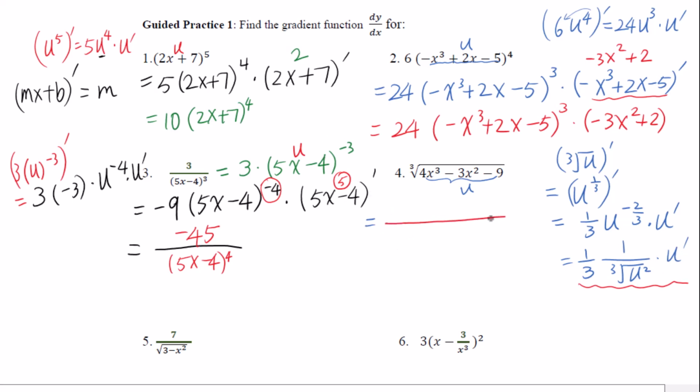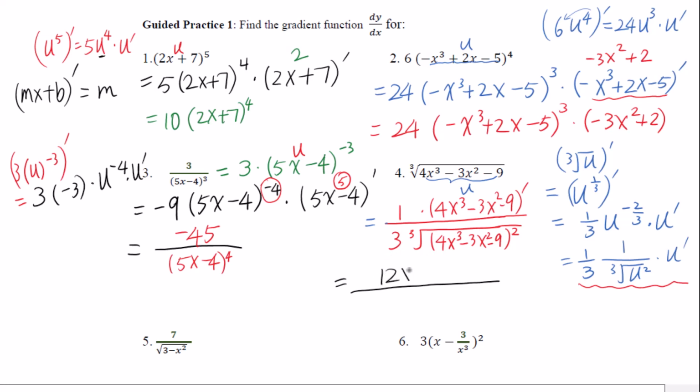We will plug in here. That is 1 over 3 times the cubic root of 4x to the third power minus 3x squared minus 9, squared, then times 4x to the third power minus 3x squared minus 9 prime. Then simplify. We will get the derivative of 4x to the third power minus 3x squared minus 9 by power rule, 12x squared minus 6x. Denominator: 3 times the cubic root of 4x to the third power minus 3x squared minus 9, squared.